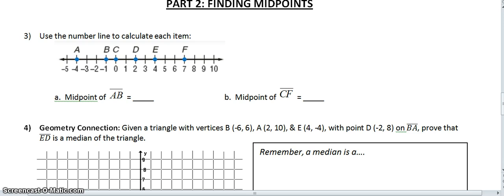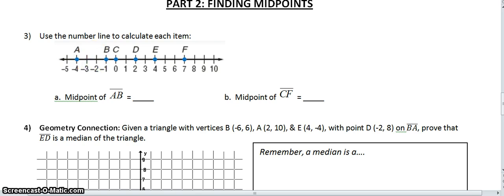And we're going to start with a basic example on a number line. Find the midpoint of AB. So here's AB. Where's the middle of it? So let's see, there's 1, 2. The middle would be right in between here, right? Because they both go 1 and then they kind of go a half. You'd find the middle.